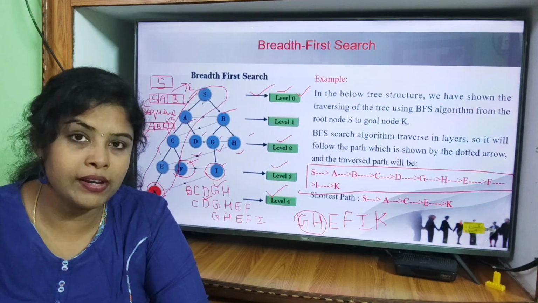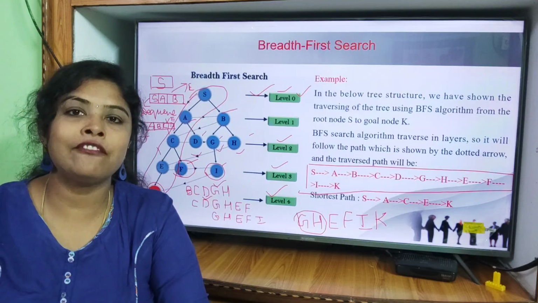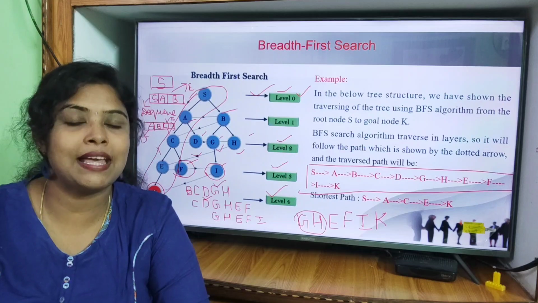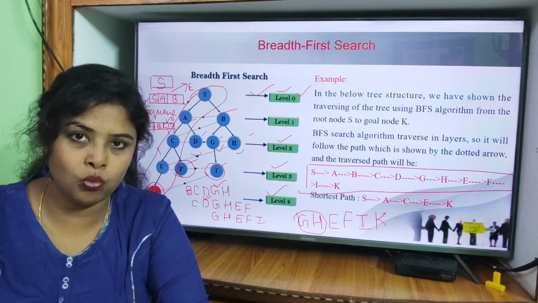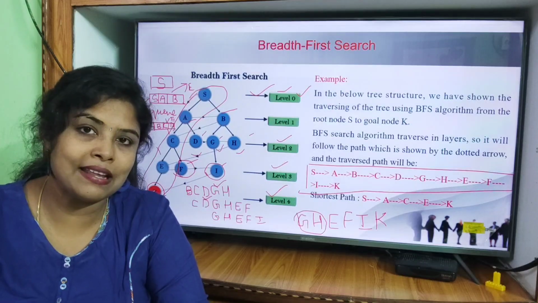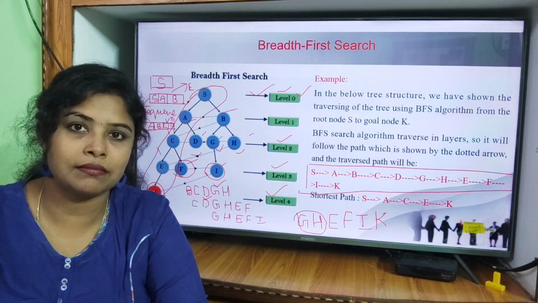It need not go for exploring the other nodes to reach K, right? So the BFS algorithm will be implemented in this manner. It will explore each level breadth-wise, and it will go on searching all the nodes and reach the goal node and then suggest the best and shortest path.